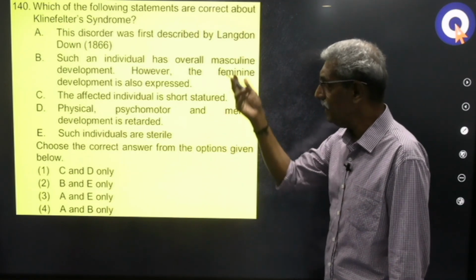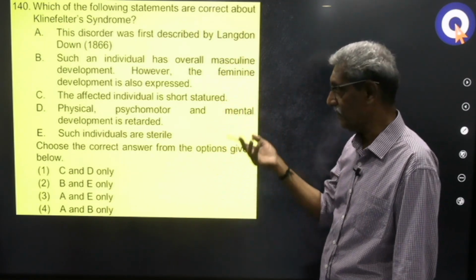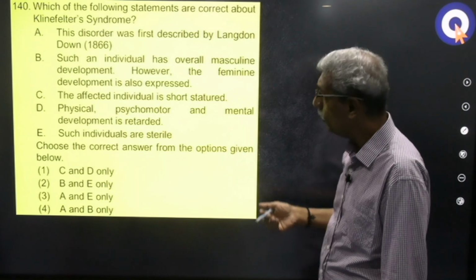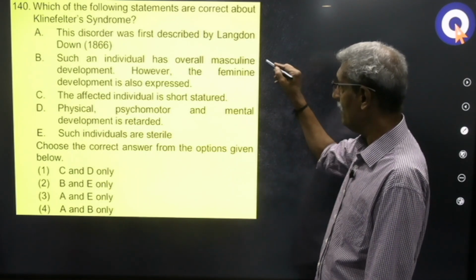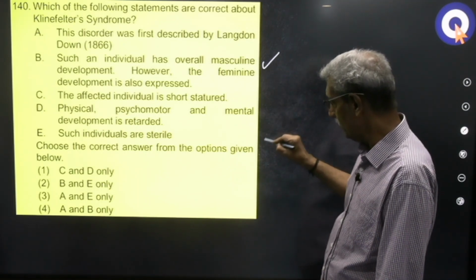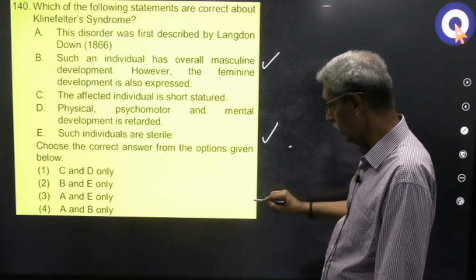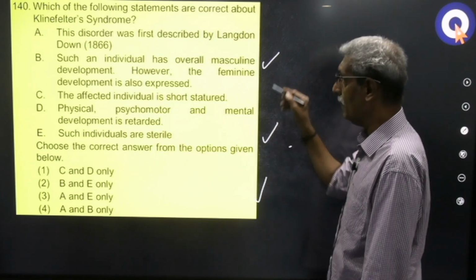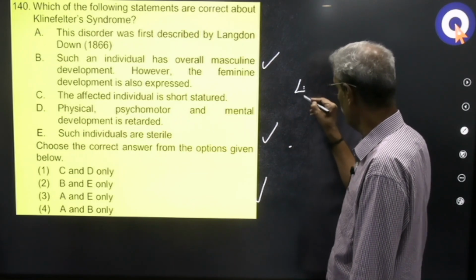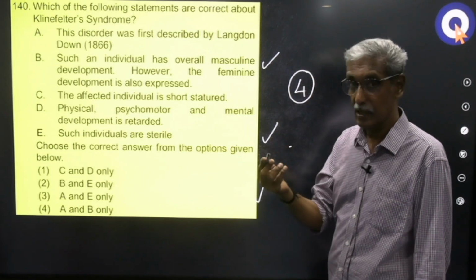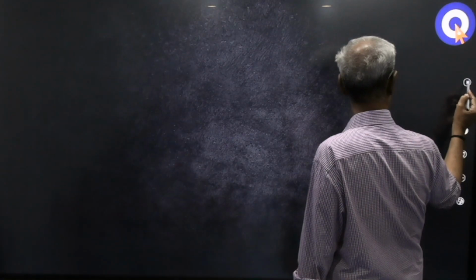Now, when you take Klinefelter syndrome, in genetics, what happens is they have a masculine development and the individuals are sterile. These are the two important things. So the option is A and B. So the option is 4. This is from human genetic disorders in genetics.